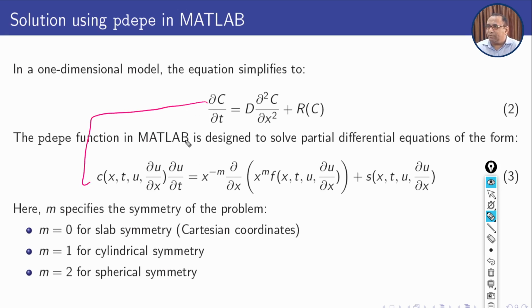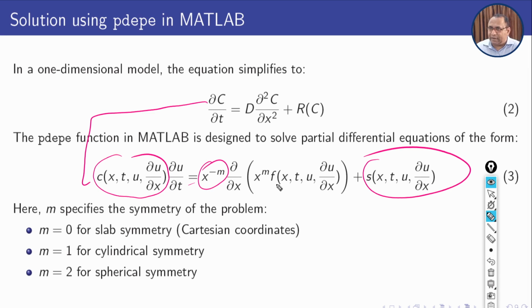So while comparing, we can see that the value of this coefficient, which involves x, t, u, and ∂u/∂x, is equal to 1, and here the value of m is equal to 0. Then we have equation number 2, and also the coefficient f involves only ∂u/∂x. Also, the value m specifies the symmetry of the problem.